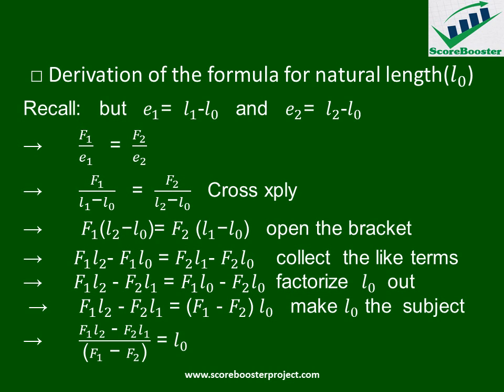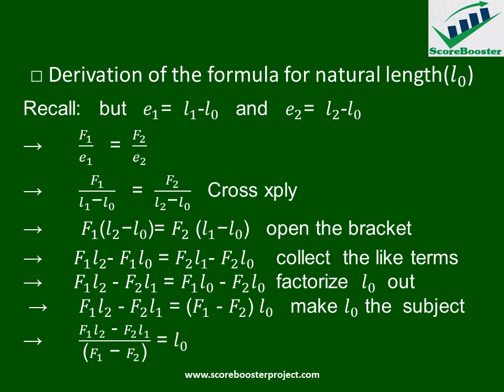Then the next step is to collect the like terms. If you do that by taking those that are having L0 to the right hand side, through that we have F1 L2 minus F2 L1 equal to F1 L0 minus F2 L0. Then the next step is to factorize L0 out. And in doing that, we have F1 L2 minus F2 L1 is equal to F1 minus F2 into L0.